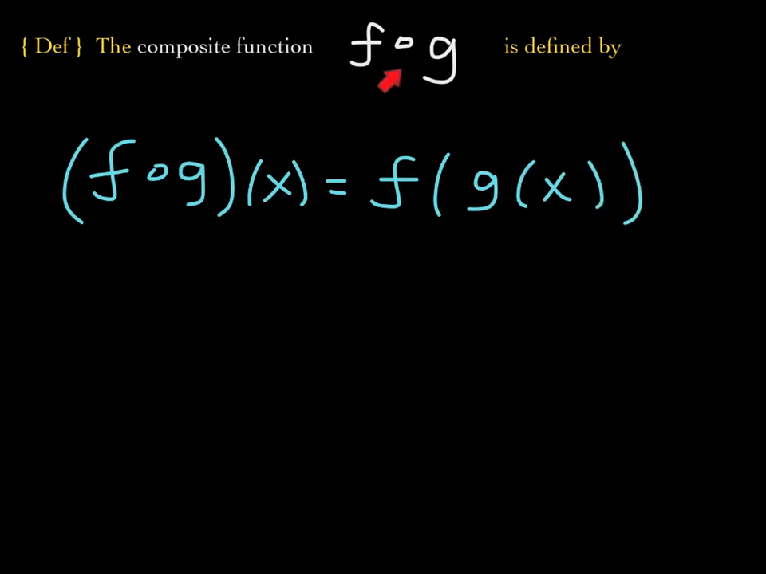This is a small open circle. It's not the letter O. This is not spelled like fog, okay? This is a small little open circle, and it means composition. It's an operation. I'm going to show you what it looks like right now. It does not mean multiplication, okay? This is not multiplication. So f composed with g of x is f of g of x.